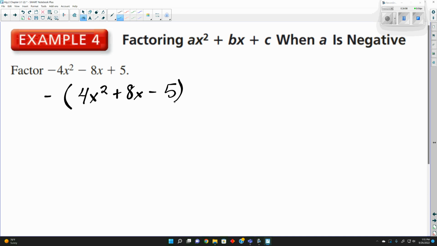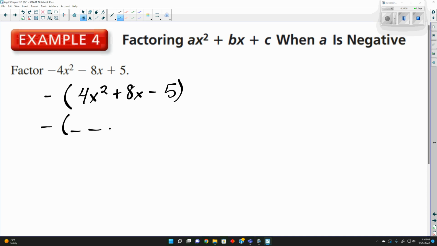Now, before we move on, the reason this is helpful is that if we left that negative in, the plus and minus, how we do step 3, would be the exact same, except for the factors of 4x squared, we'd have to look at negative 4x squared. So we're looking at 1 and negative 4, or negative 1 and 4, or 2 and negative 2, or negative 2 and 2. We have to include all those cases. However, if we pull that negative out, we don't have to worry about that. We can just look at the factors of 4.